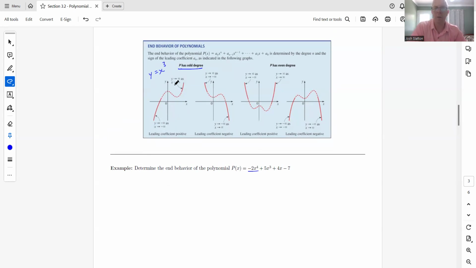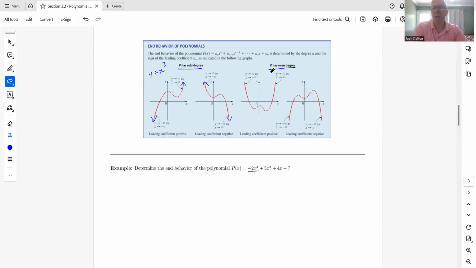As x goes to positive infinity, y is also going to positive infinity because it's going up on the right side. And in this case, we're going down on the left side. So as x goes to negative infinity, y is also going to negative infinity. Then if we have a leading coefficient that is negative, of course, it flips it upside down. Now when x goes to negative infinity, the graph is going up, so y goes to positive infinity. And on the right, it is going down, so as x goes to positive infinity, y goes to negative infinity. So that's with the odd degrees.